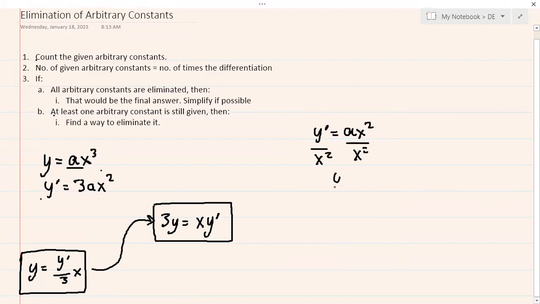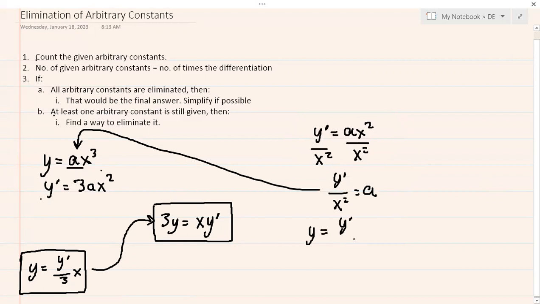So, ang gagawin ko, i-divide both sides, y prime all over x squared is equal to a. Tapos, i-substitute ko sa original formula ko. So, magiging y is equal to y prime all over x times x cubed. Yan. Tapos, itong si x cube, itong exponent niya, mababawasan ng dalawang exponent. So, magiging 1 ang kanyang exponent.